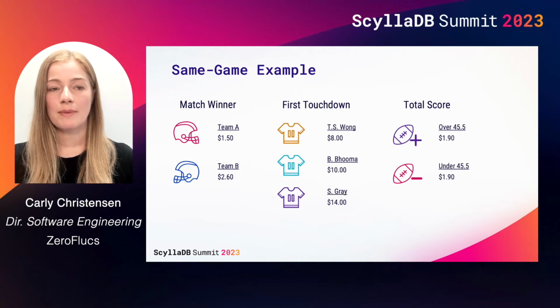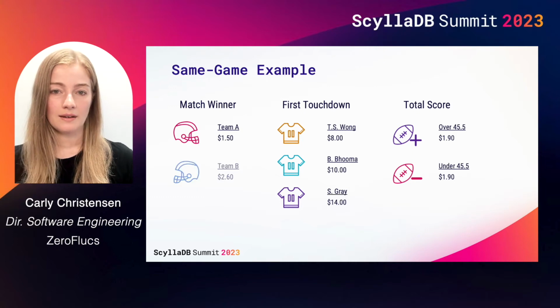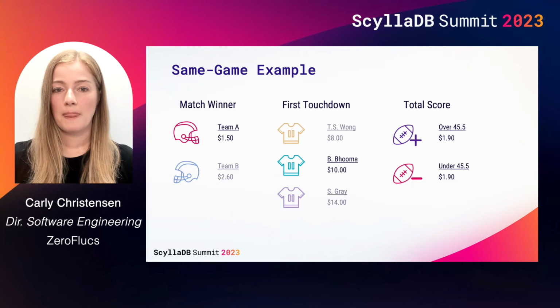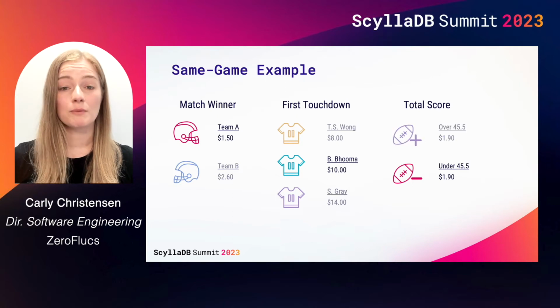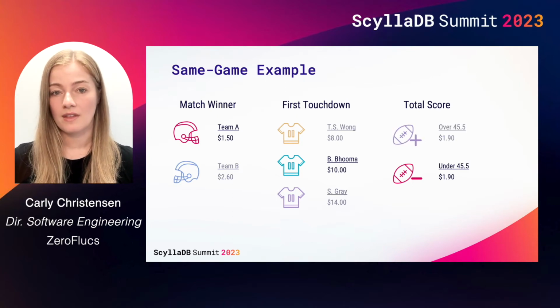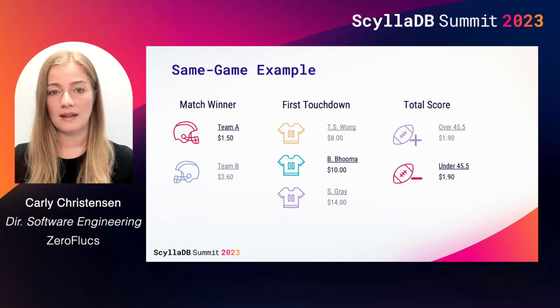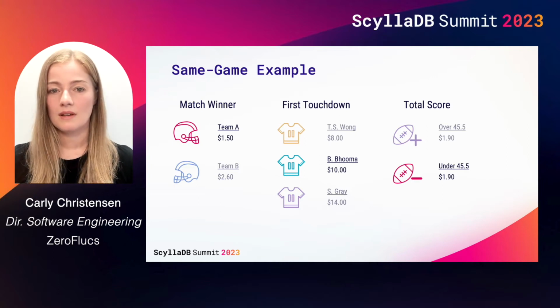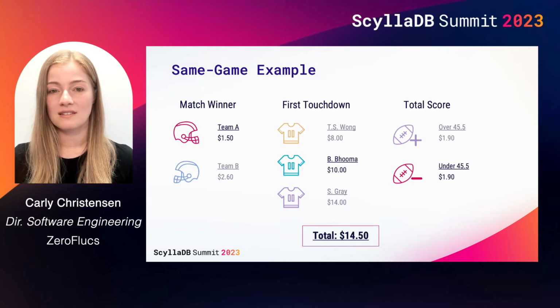If I wanted to place a bet on Team A to win and B Boomer to score the first touchdown, but I thought it would be a low-scoring game, you could have a look at these outcomes and multiply the prices together and get a price of around $28. But in this case, the correct price is actually more like $14.50.